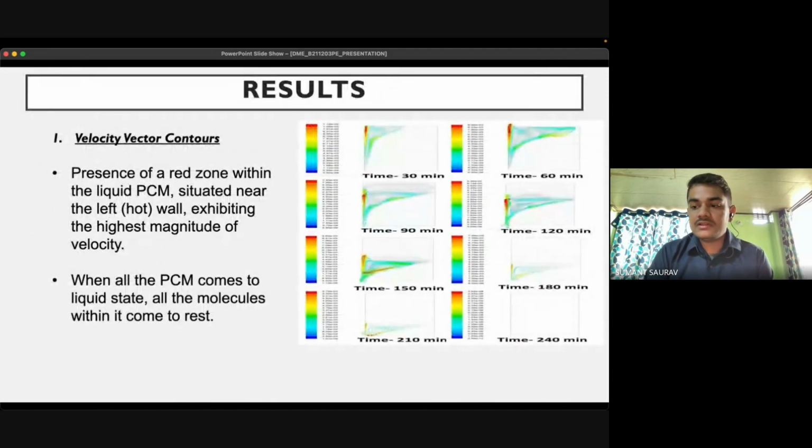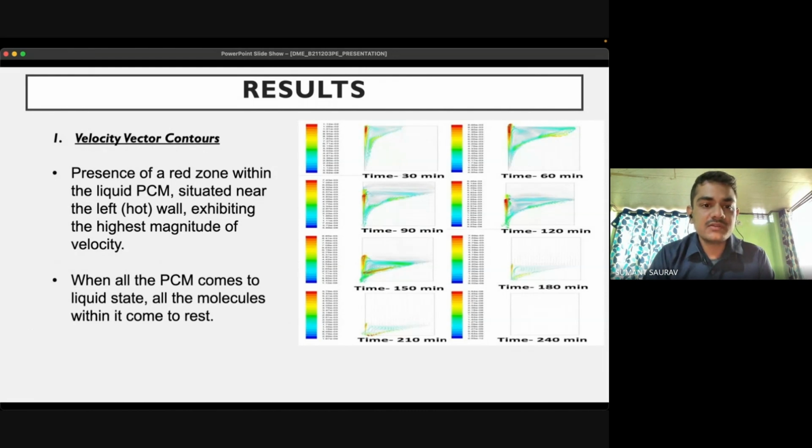Now we come to the results and outcomes that we get from this analysis. The basic results are contours of velocity vectors, that is, how heat is flowing inside the PCM when it is going through phase change; density contours, how the density of the PCM changes when it undergoes change of state; temperature contours, how temperature changes with change in state; and liquid fraction contours, showing at a given time how much PCM is in liquid state and how much in solid state.